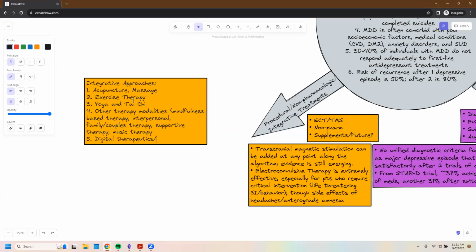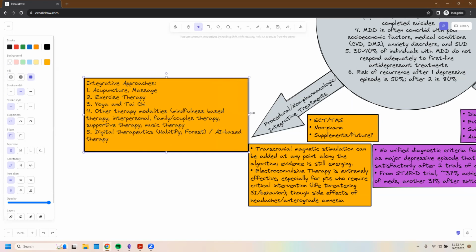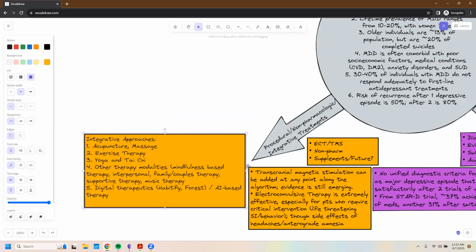So there's stuff like Habitify, I think it's called, and also Forest. These are apps that you can use to gamify positive habits. There are journaling apps that can be involved as well. And then within this category there's also AI-based therapy. So literally having therapy with ChatGPT, and somehow it's helpful. But yeah, those are some interesting new things that are gaining some ground.